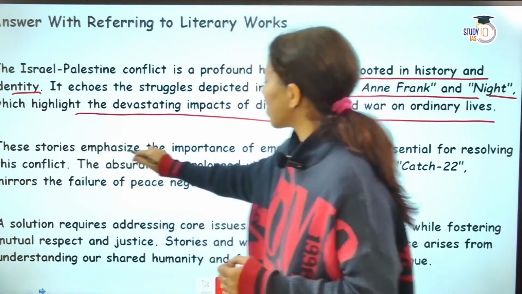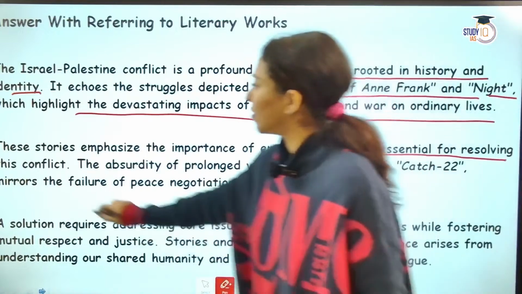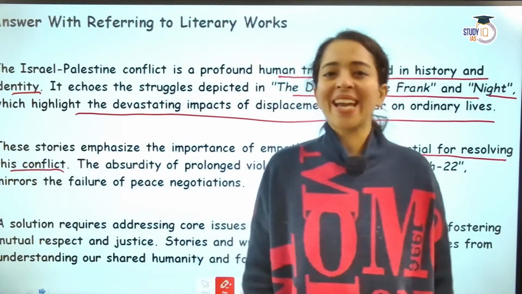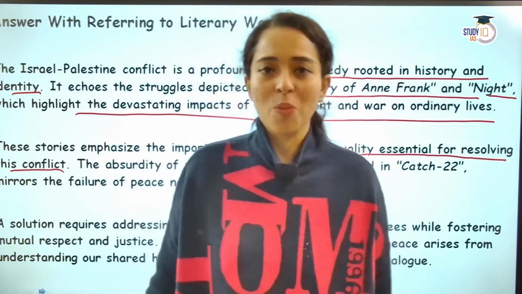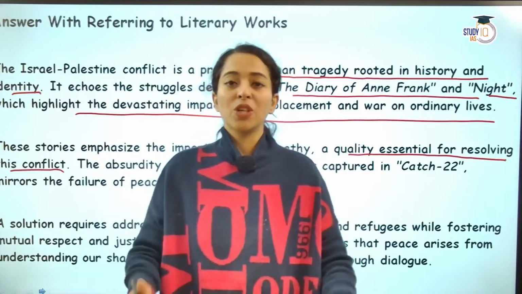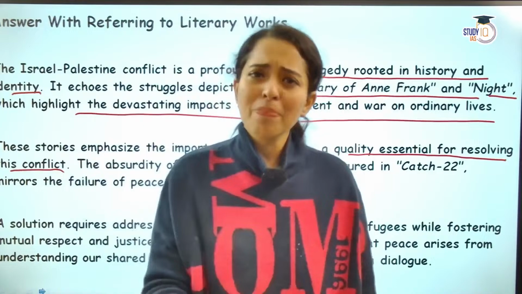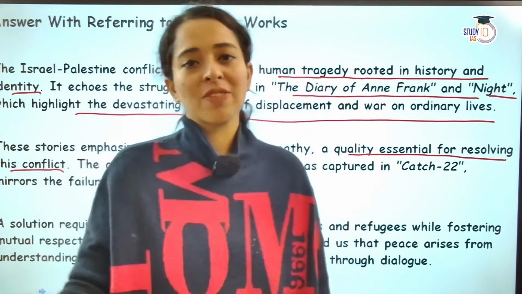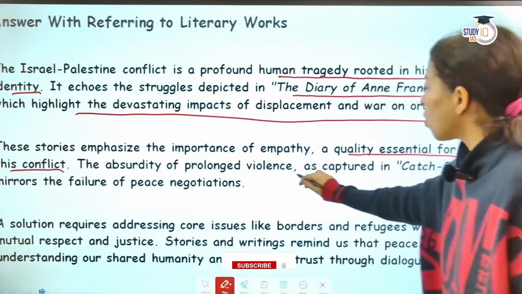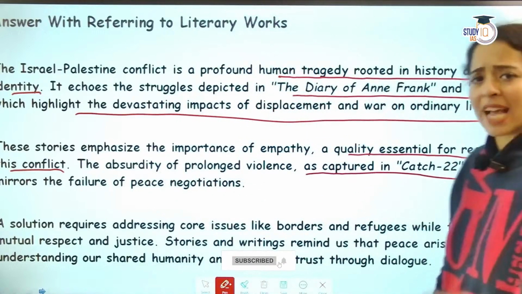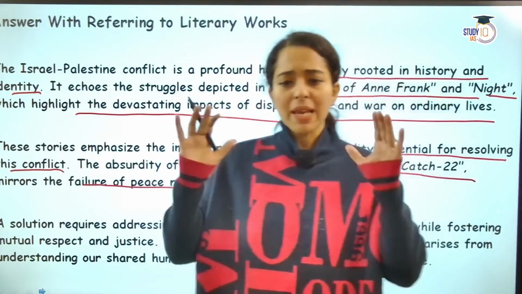So these stories emphasize the importance of empathy, a quality essential for resolving this conflict. How do you get empathy? You do not get empathy by mugging up scientific questions or mathematical formulations. You get empathy when you read, when you understand people, when you understand the circumstances, and empathy is a must for the future civil servants of our country, isn't it? So talking about that, the absurdity of prolonged violence as captured in Catch-22, by Joseph Heller, mirrors the failure of peace negotiations.